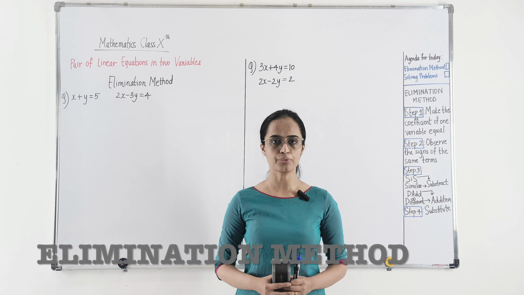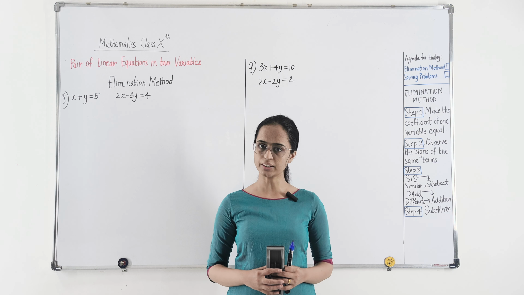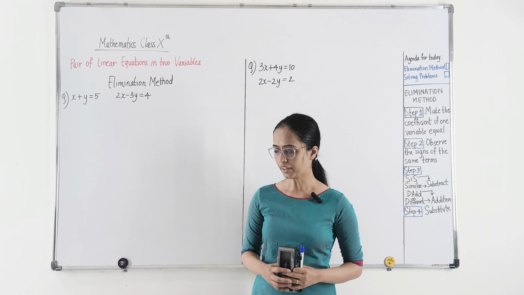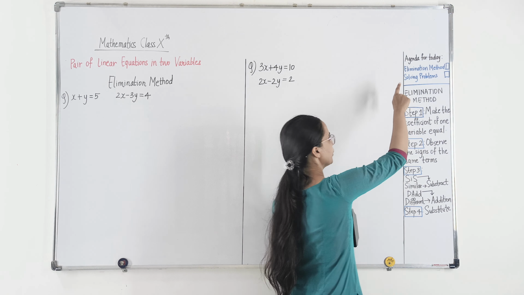In today's class, we would be learning the elimination method to solve a pair of linear equations in two variables. So let's start. Our agenda for today's class would be knowing the elimination method and solving problems using it. Just like the substitution method, this method would also be solved using a step-by-step approach. So now we will be understanding the steps and simultaneously solving the problems using those steps. The question remains the same.